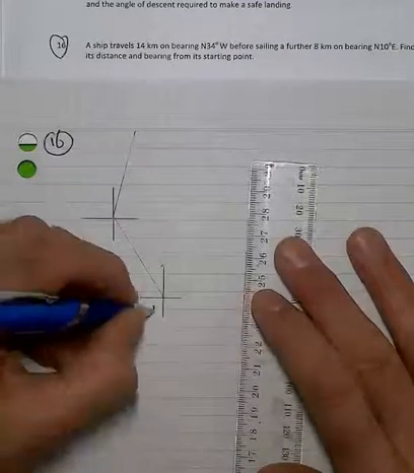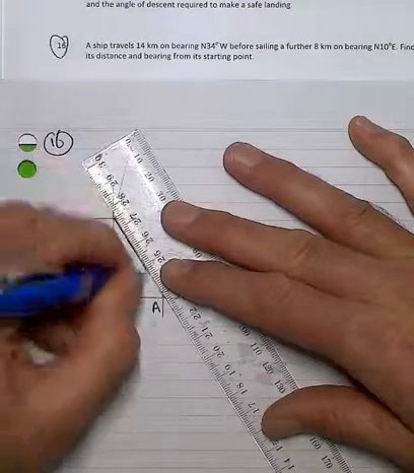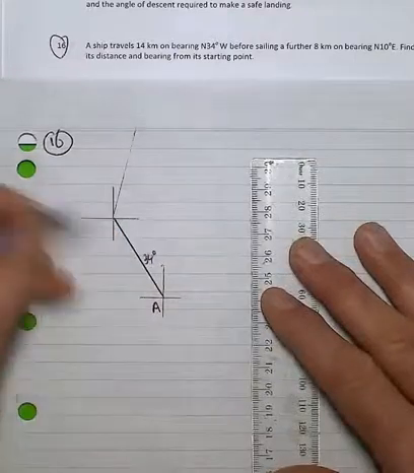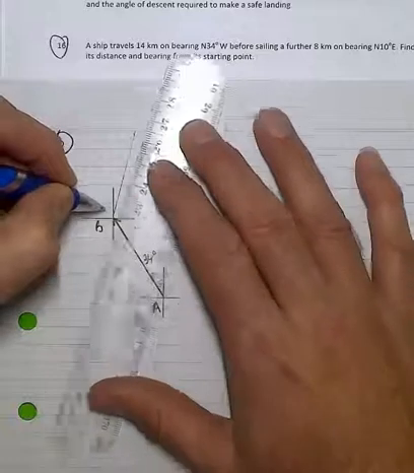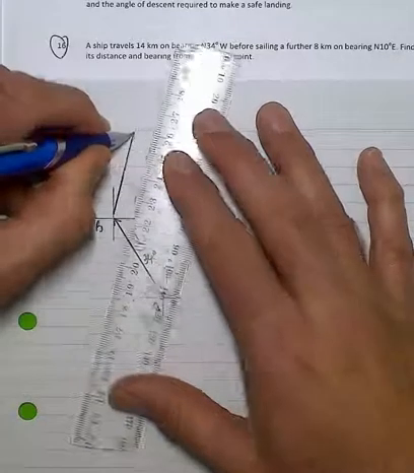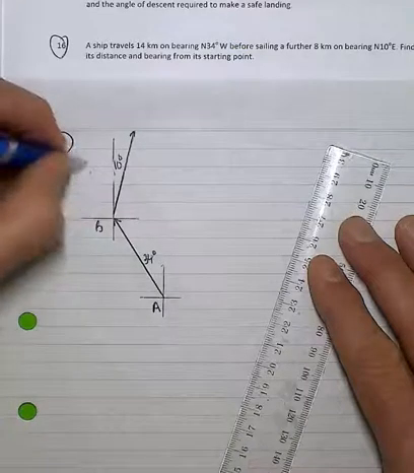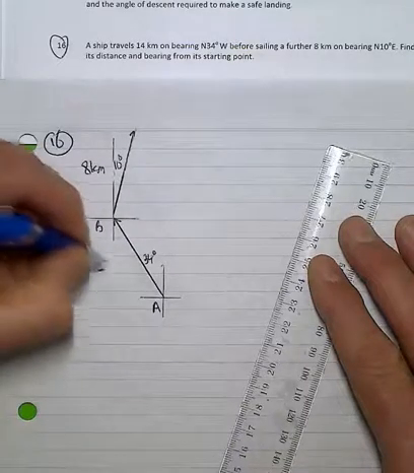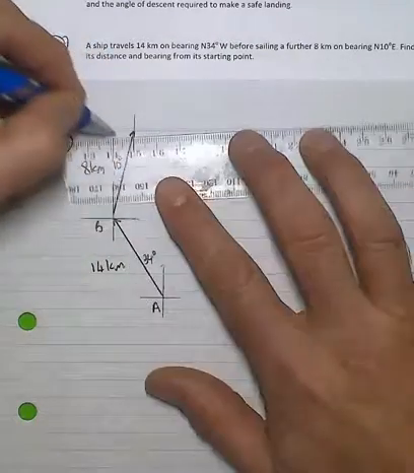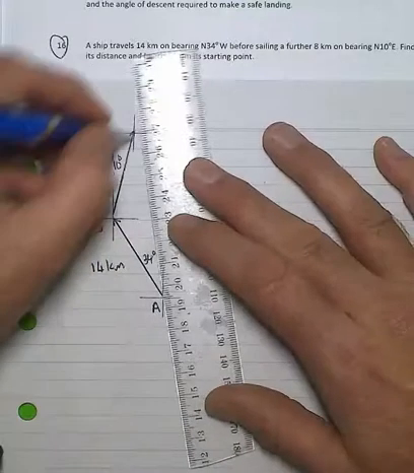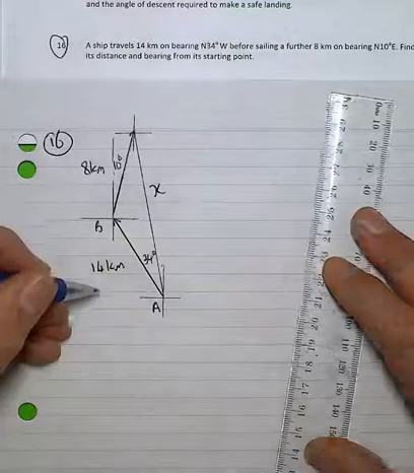So I have a ship, we'll call that point A, travels 14 kilometers on a bearing of north 34 degrees towards the west. It then reaches, we'll say that's point B, and then travels another 8 kilometers north 10 degrees to the east. That's 8 kilometers, 14 kilometers. We want the distance from A to C, call that X, and the bearing.